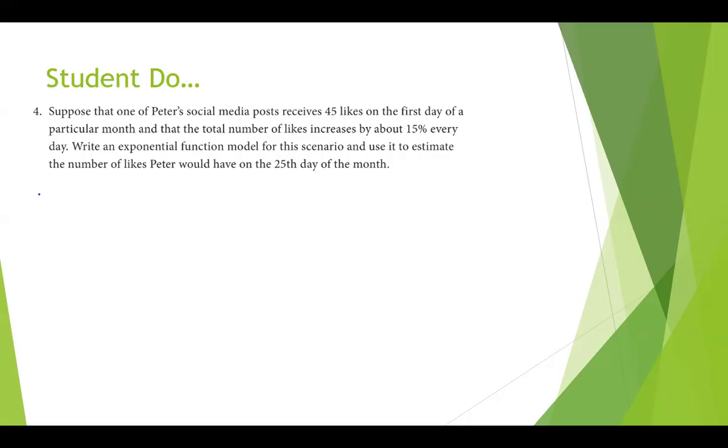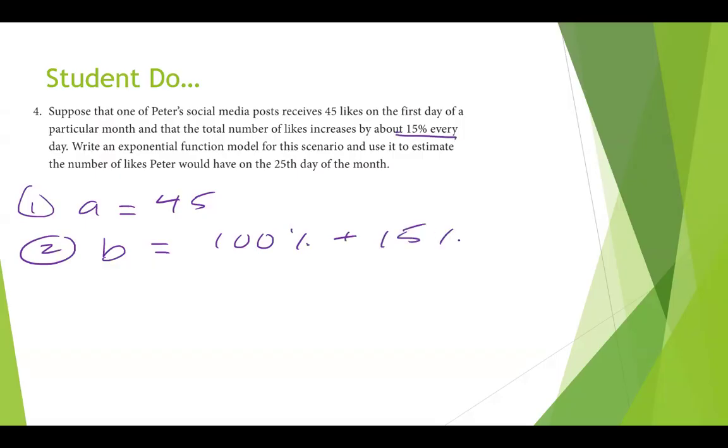All right, so Pete, step 1 is to identify his A. What is his A? His A is 45. Step 2 is to identify his B. His B equals, in this case, 100% plus what? 15%. So therefore, if he's growing at 115%, his B value equals what? 1.15. Yes? All right.